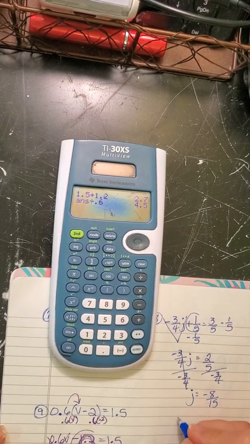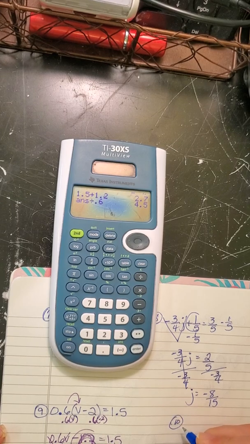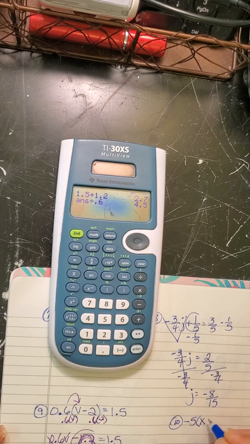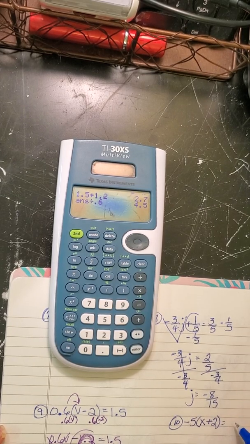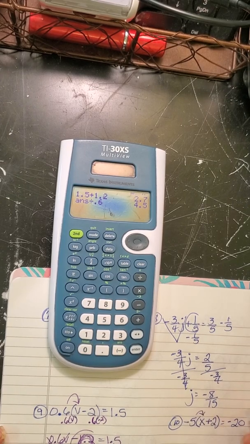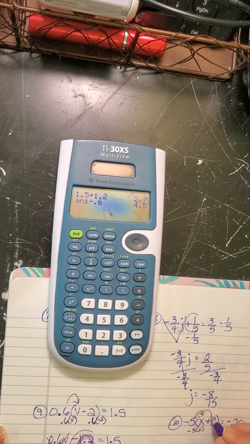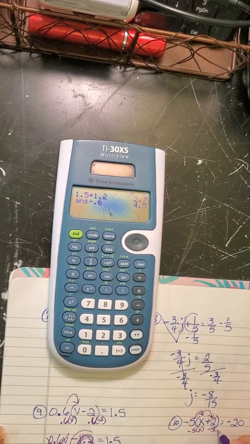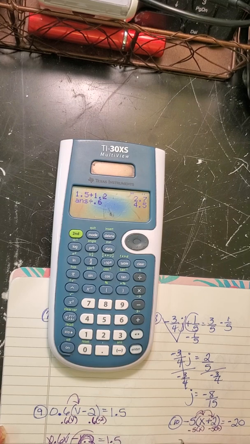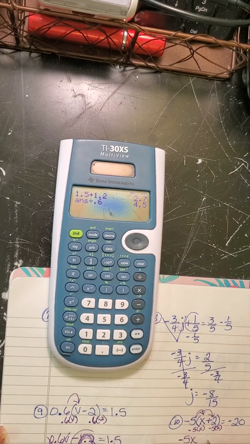And number 10, negative 5 times X plus 2 equals a negative 20. So I got to distribute my 5. Negative 5 times X. Negative 5 times 2. So that's a negative 5X minus 10 equals a negative 20.